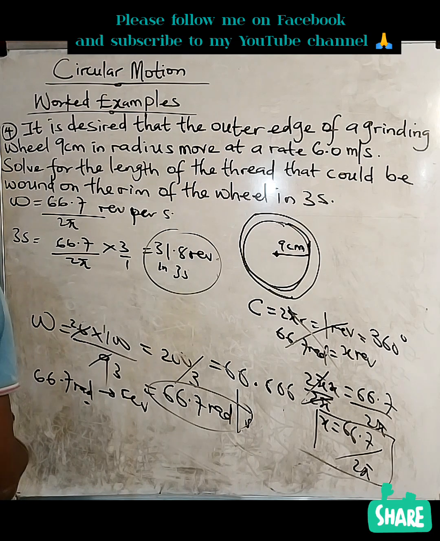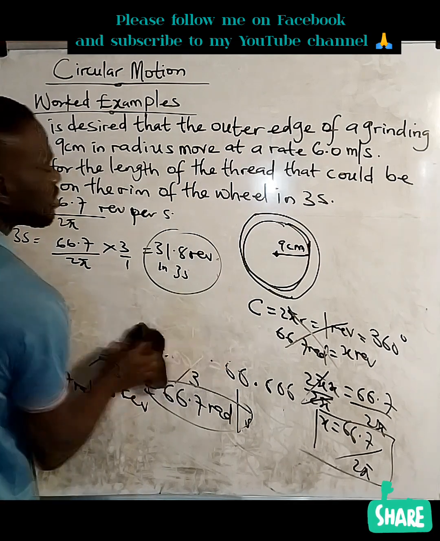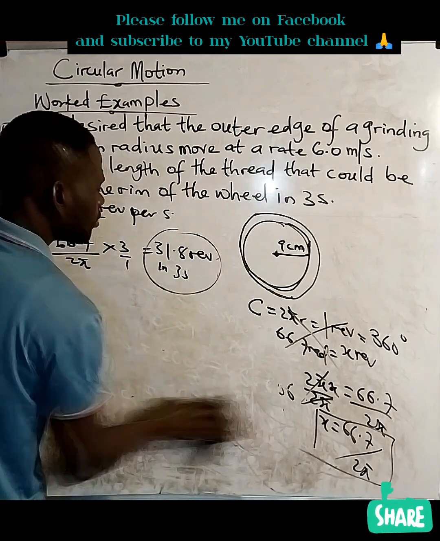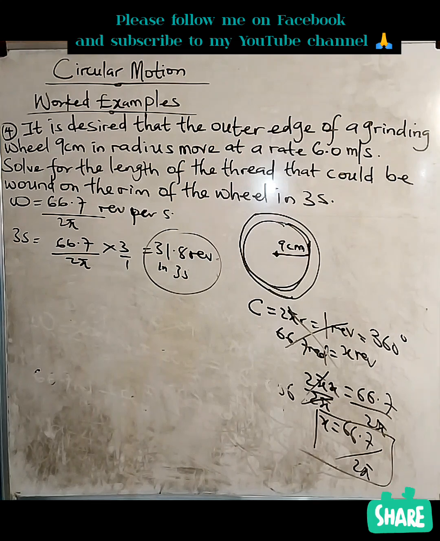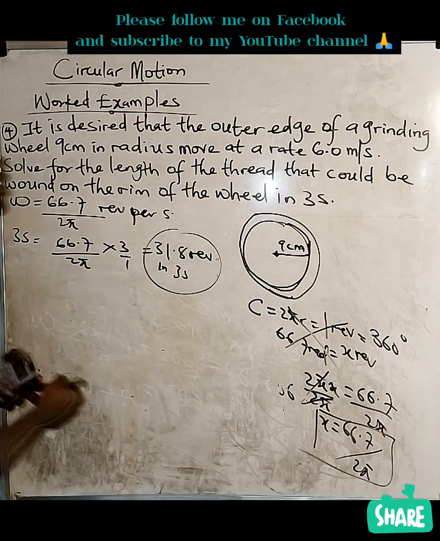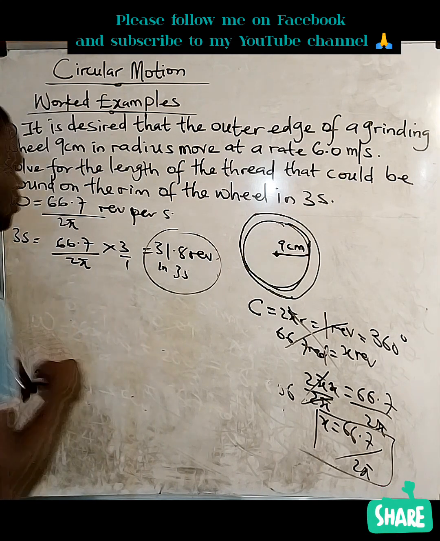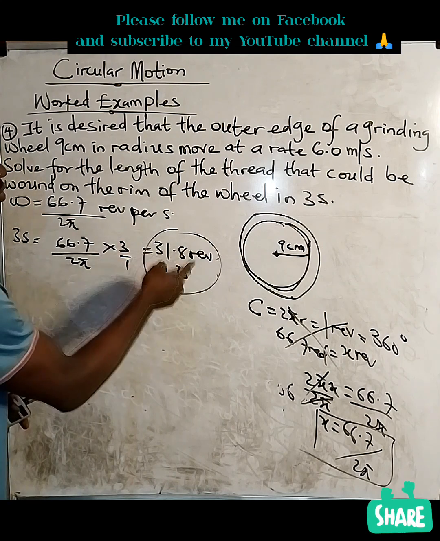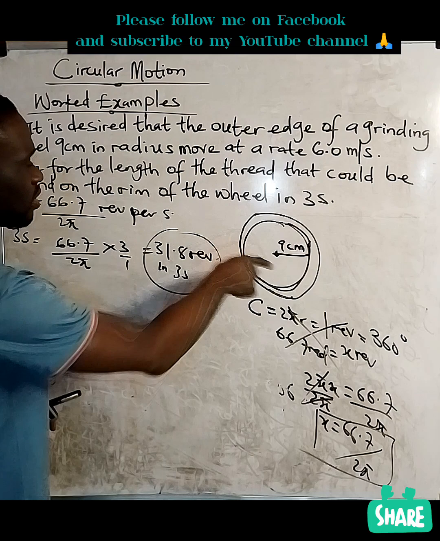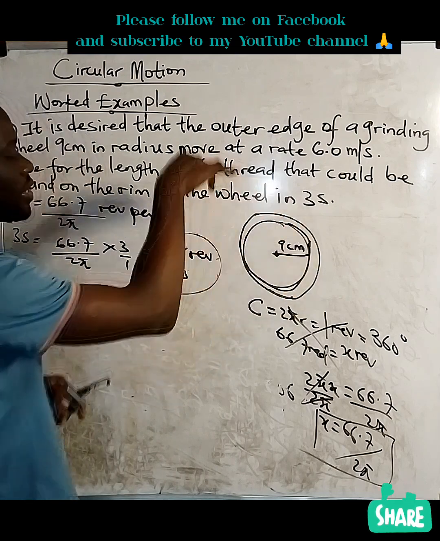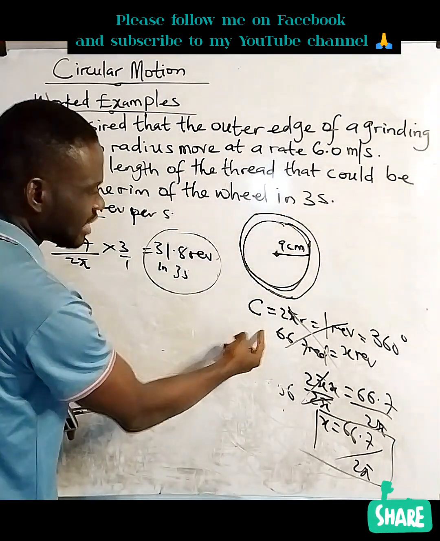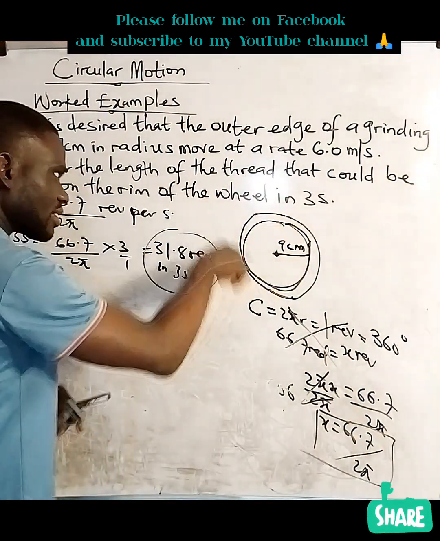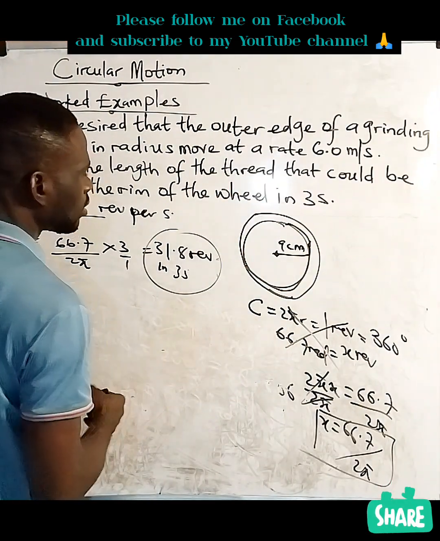You can see how easy this is. So since this body will make 31.8 revolutions in 3 seconds, now the question is, how do we relate it with the length of the thread we're talking about? How do we relate 31.8 revolutions with the length of this thread? Don't forget, this is a wheel. One complete revolution is equal to the circumference around this circle, which is 2 pi r.